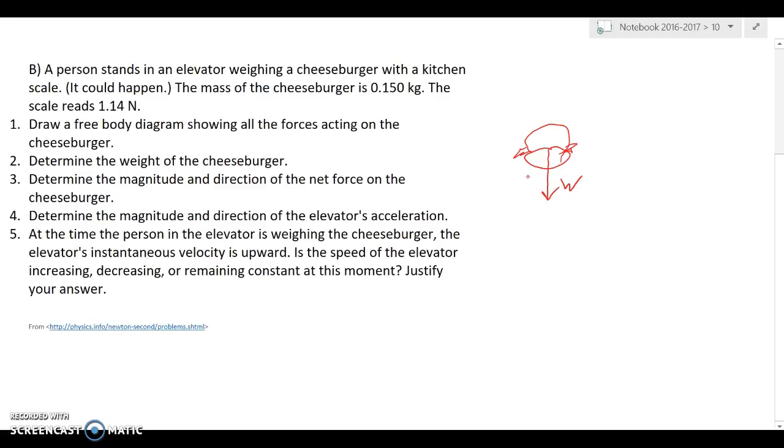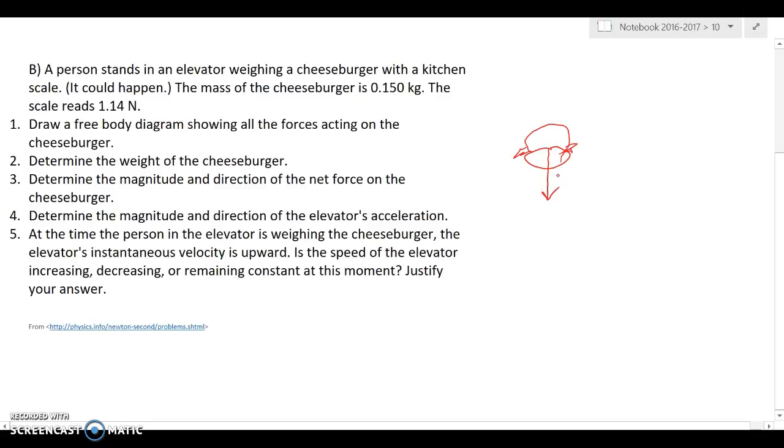Question 2, determine the weight of the cheeseburger. Well, you're not getting any help with that. Question 3, determine the magnitude and direction of the net force on the cheeseburger. Well, just go to your free body diagram, which you drew in part 1, okay, and put the numbers on the arrows. Here's one number I'm going to give you. The number next to the weight arrow should be whatever you worked out in part 2 of this question.